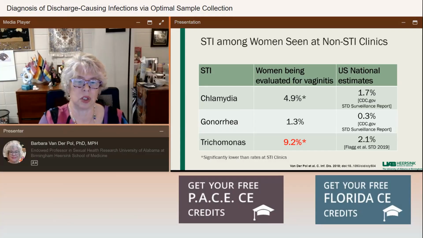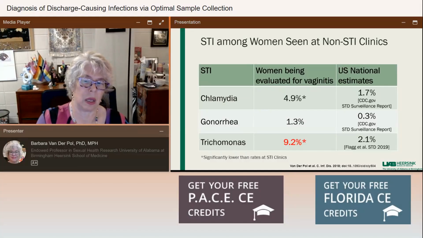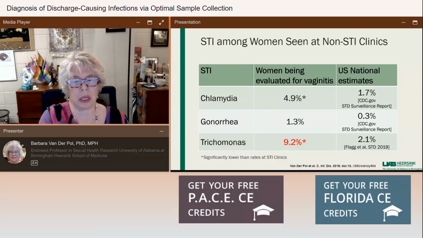So just to share with you information about why I am so insistent, I think we should offer comprehensive care to people who have symptoms. These are data from a study we did several years ago showing in non-STD clinics, women who came in with symptoms for vaginitis had a chlamydia rate of nearly 5%. And on the far right, I show you the national average as reported by CDC. So we expect 1.7%, but we were seeing 5% in people that had symptoms for vaginitis.